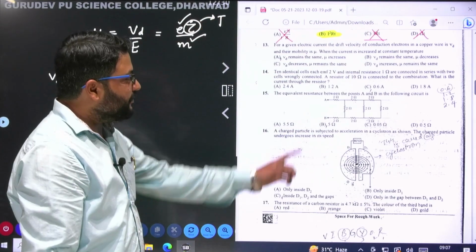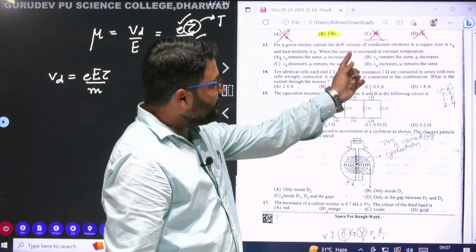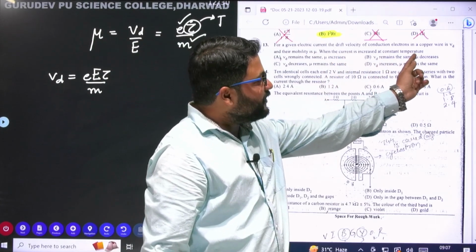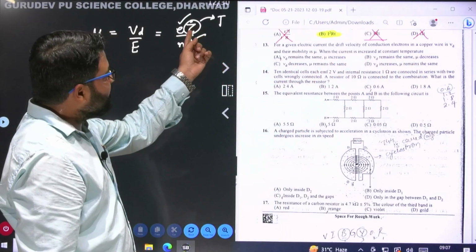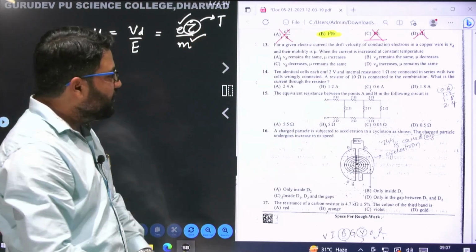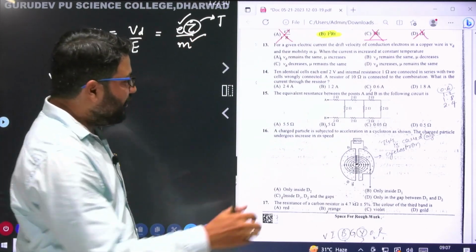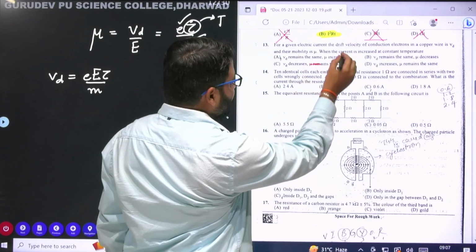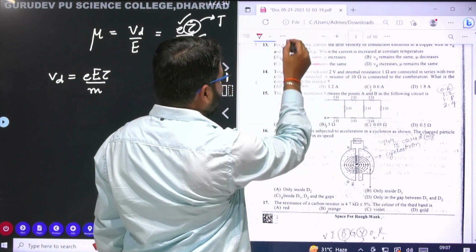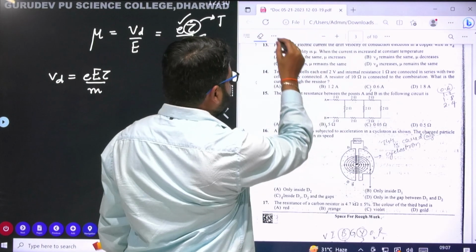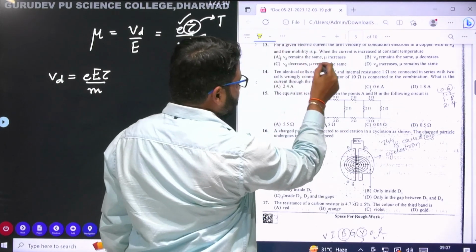Relaxation time is temperature dependent, but they have mentioned in the question that the current is increased at constant temperature. So the temperature is constant, so relaxation time wouldn't change. So I have a clear idea that mu should remain constant here. So if mu remains constant, then which are the options?